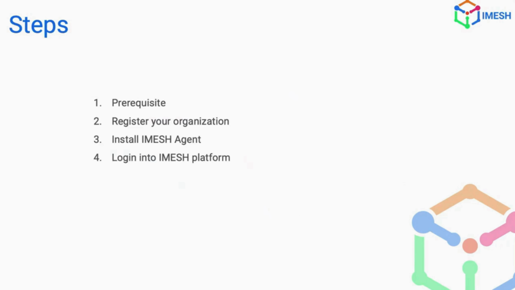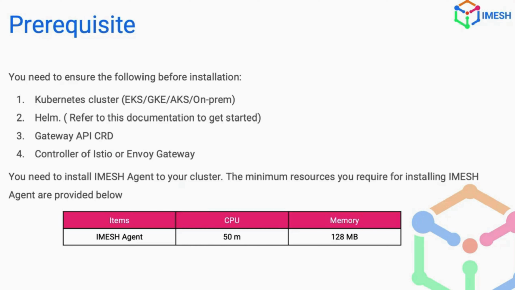The steps: a few prerequisites need to be followed, and after that we need to register to get started with the IMESH API Gateway platform. The prerequisites are that we need to apply a few CRDs, which we'll be discussing. Then we need to choose the controllers, which controllers to use. And once those things are done, we'll be registering our organization and we can start using the IMESH platform.